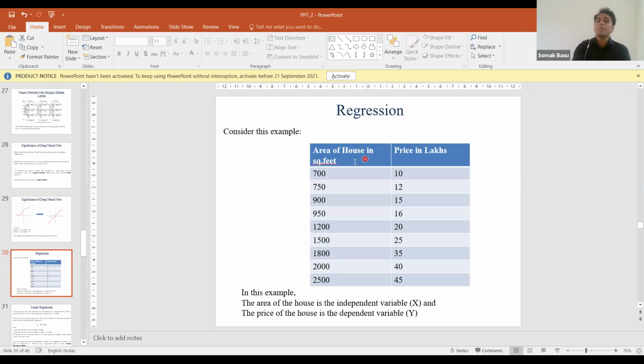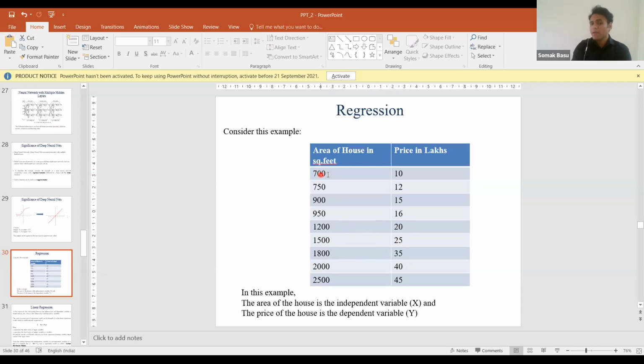So let us take one example. Let us say this is a variable which is the area of a house in square feet, and this is the price of the house in lakhs. Let us say there is an apartment whose area is 700 square feet and its price is 10 lakhs. If the area is 750 square feet, the price is 12 lakhs. 900 square feet, 15 lakhs. 950 square feet, 16 lakhs. 1200 square feet, 20 lakhs. 1500 square feet, 25 lakhs, and so on.